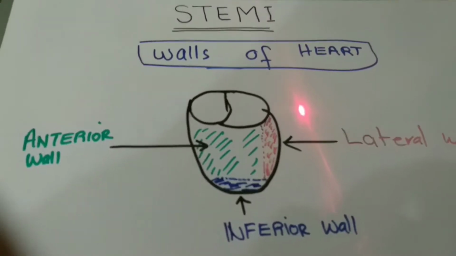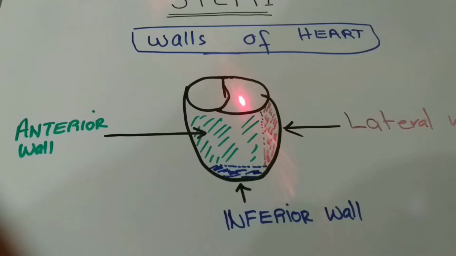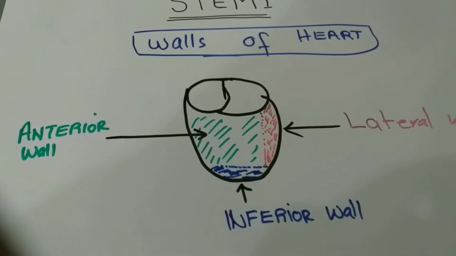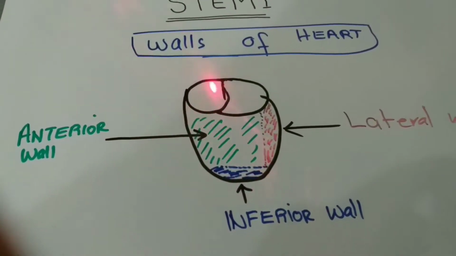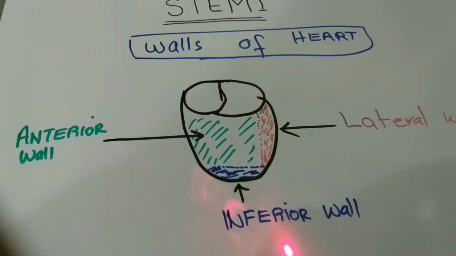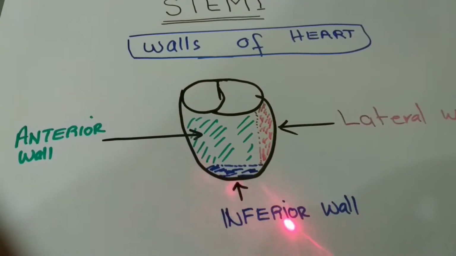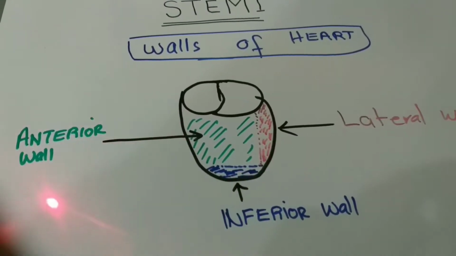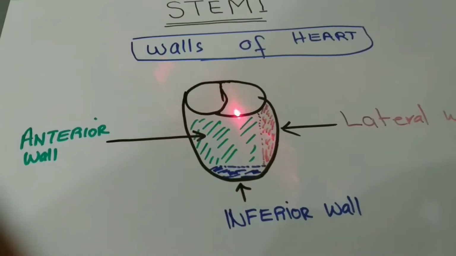Now there are three walls of the heart, because in the coronary arteries we are talking about, there is thrombus formation or atherosclerosis, and those coronary arteries are supplying certain walls of the heart. There are three major walls of the heart: the anterior wall, the lateral wall, and the inferior wall. The lateral wall is supplied by the left circumflex artery. The inferior wall is supplied by the right coronary artery, and the anterior wall is supplied by the left anterior descending branch of the left main stem.